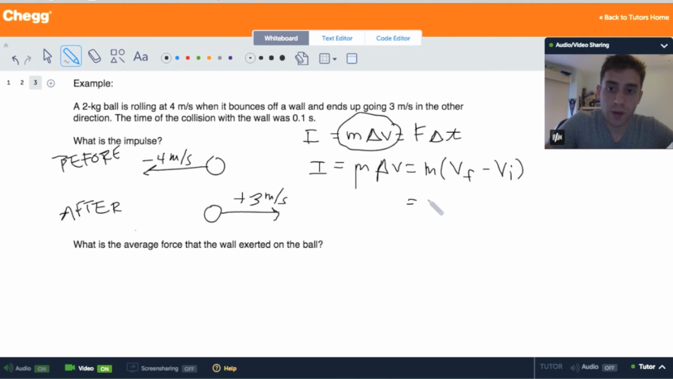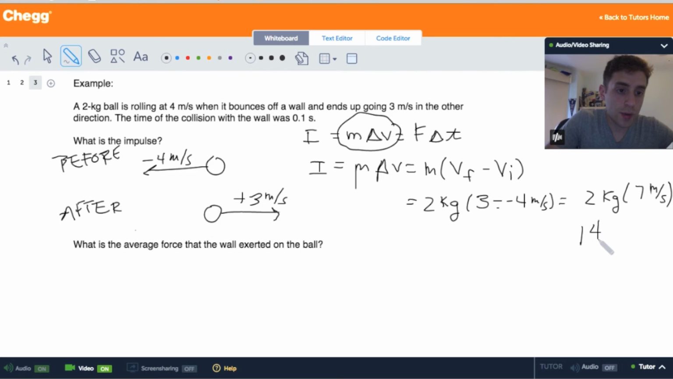And this is equal to 2 kilograms times our final velocity, which is a positive 3 meters per second, minus our initial velocity, a negative 4 meters per second. So this is minus a negative 4 meters per second, which is just equal to 2 kilograms times 7 meters per second, because when you minus a negative, you add it. So this is equal to 14 kilogram meters per second. And that is our impulse.